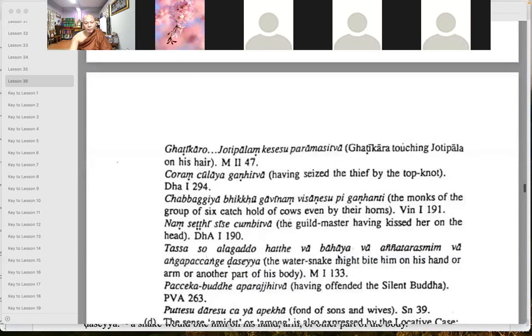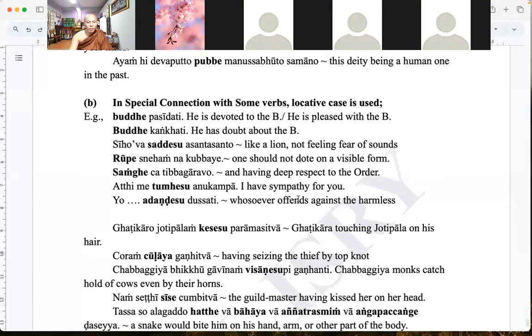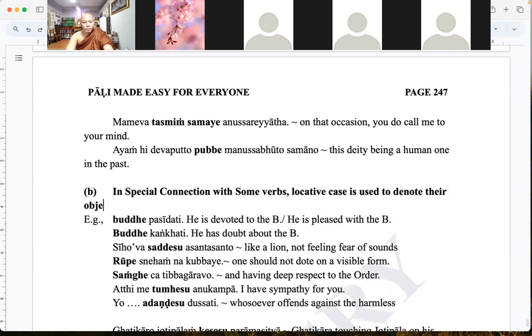seizing, stinging, offending, kissing. Also, number D is not connected with, how to say, not related to the object of the verb. So that is why. In my note, number B is in special connection with these verbs. So the locative case is used to denote their object. Yeah, they are objects. So to understand completely, they are objects.